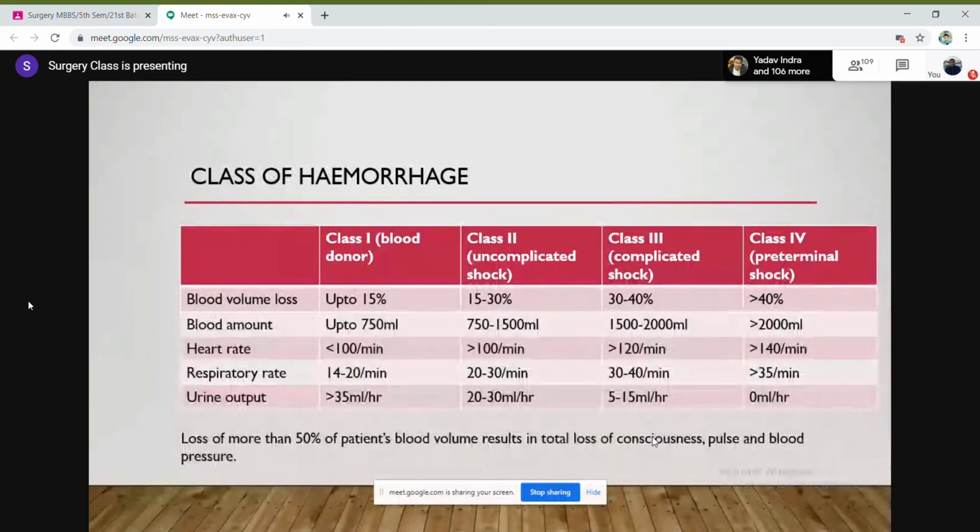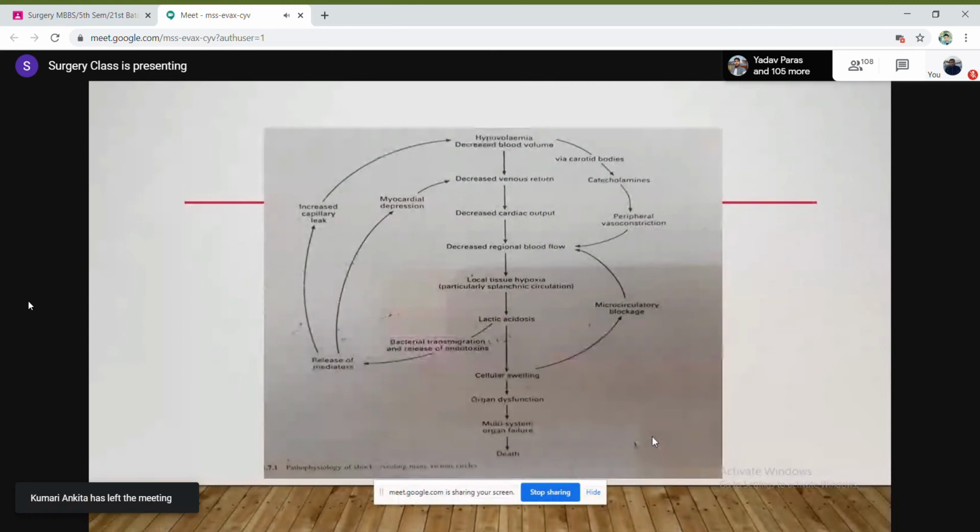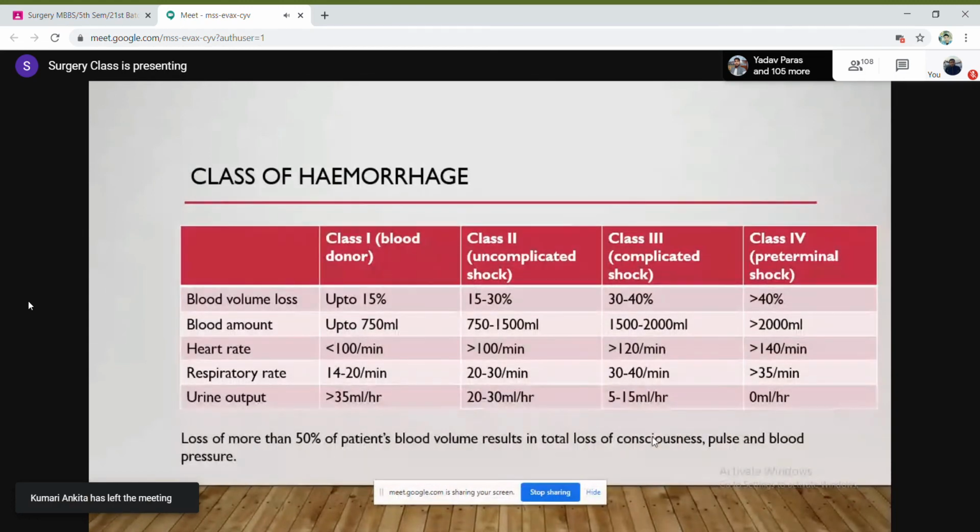So now let us go to this class of hemorrhage. Somebody has made a class of hemorrhage. They have classified hemorrhage depending on the amount of blood loss, the physiological changes and the clinical manifestations. So they've classified hemorrhage into 4 different classes: class 1, class 2, class 3, and class 4.